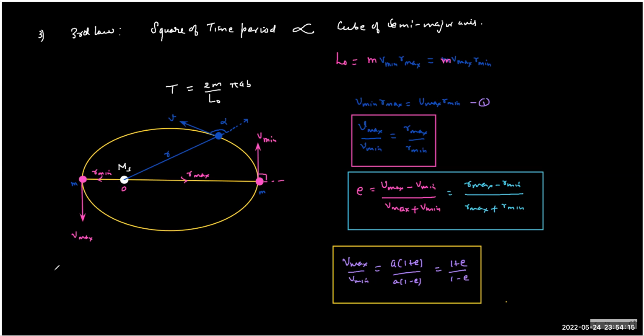Okay. So from conservation of mechanical energy, the potential plus kinetic, or you can say like this, U plus K at perihelion must be U plus K at aphelion, right?